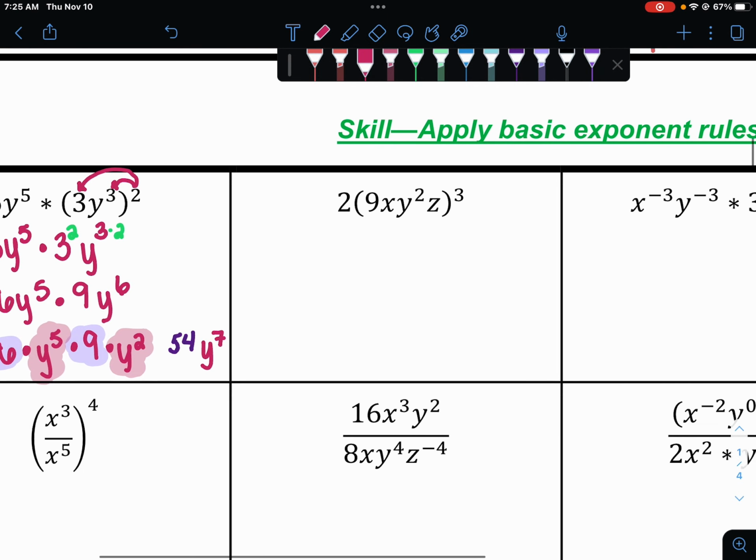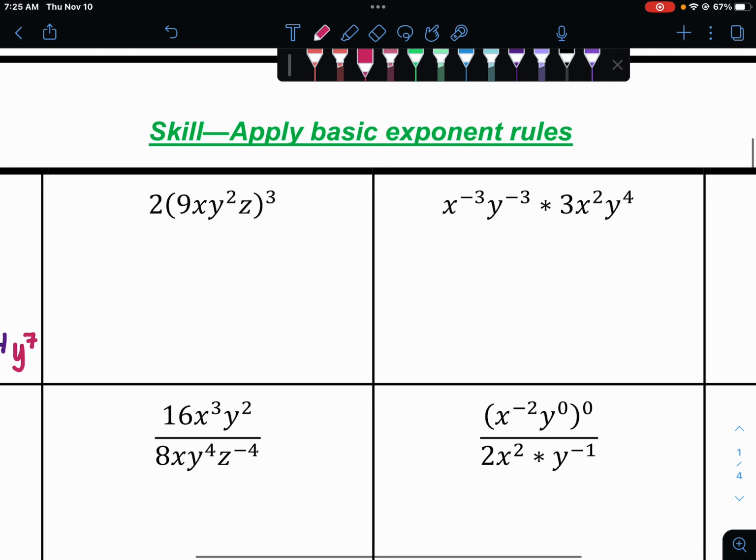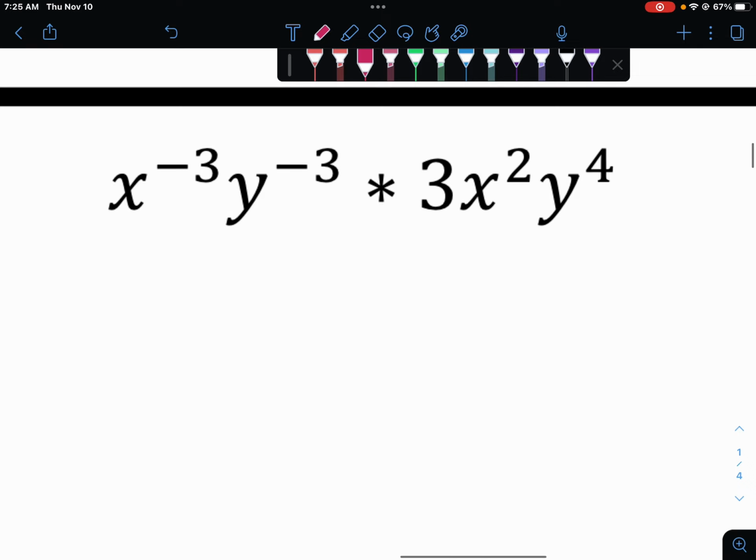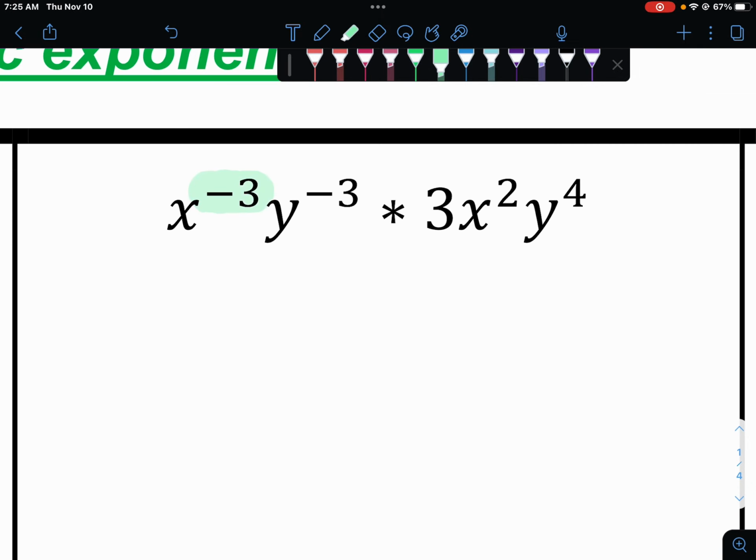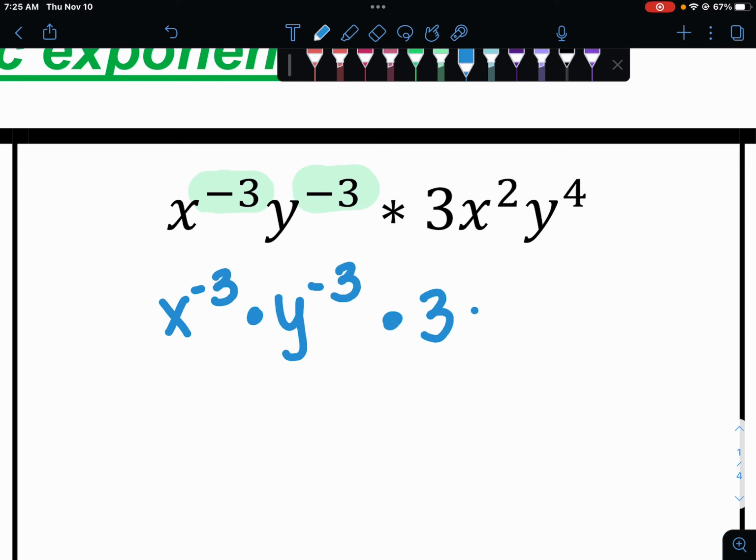The second one is similar. Let's go to this next one. We've got these negative exponents. And let's see what that does. We're going to combine everything together first before dealing with the negative exponents. So I have x to the negative 3 times y to the negative 3 times 3 times x squared times y to the 4th. I'm going to go through, identify my like terms.